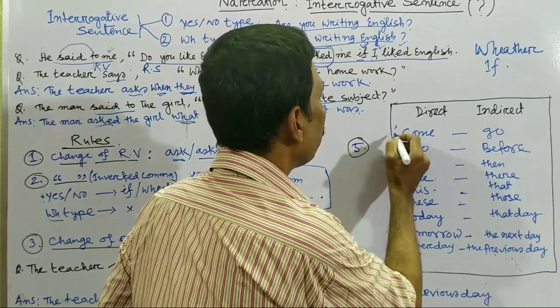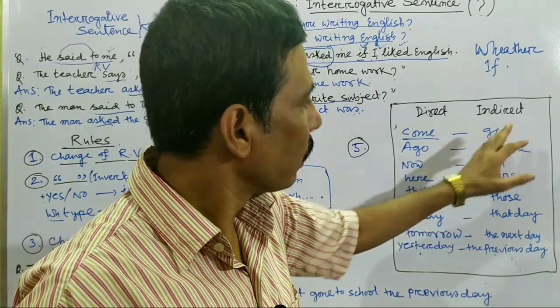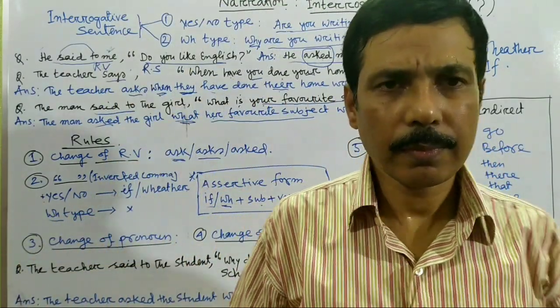And come. It is very important also. Come, only this verb changes into go. Sometimes it changes into go. So here are the 5 rules.